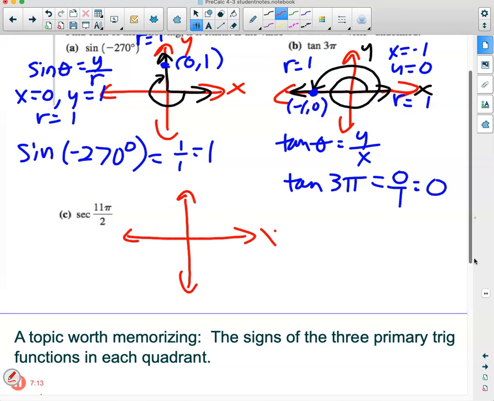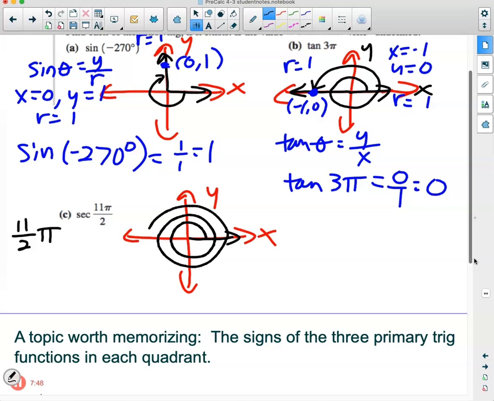11 pi over 2. That is definitely not how we're going to think about this one as we go to put it on our drawing. So can somebody help me out? How should we think of 11 pi over 2? And then you go a step further and you say, okay, mixed number. That's 5.5. So 5.5 pi. 1, 2, 3, 4, 5.5. Negative y-axis down there.